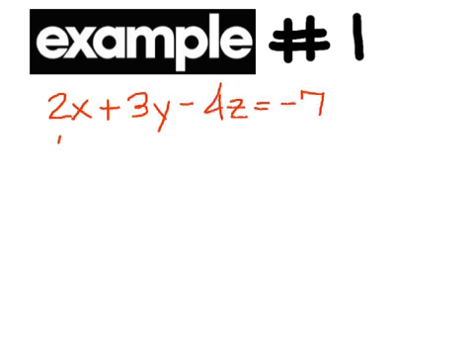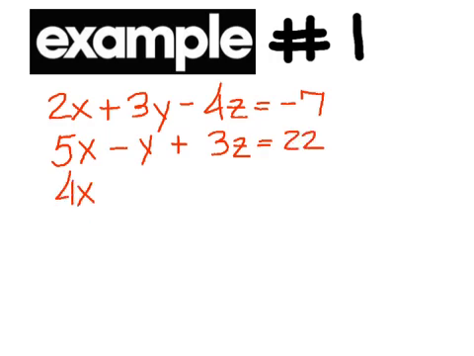First one is 2x plus 3y minus 4z equals negative 7. And then 5x minus y plus 3z equals 22. And 4x plus 6y minus 2z equals 16.